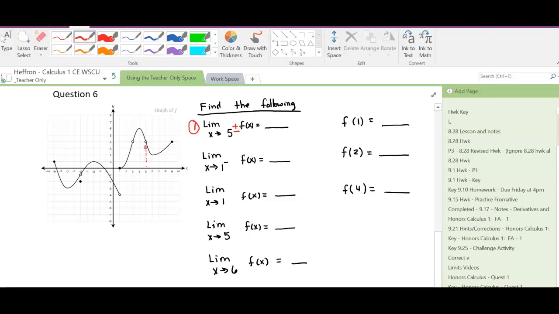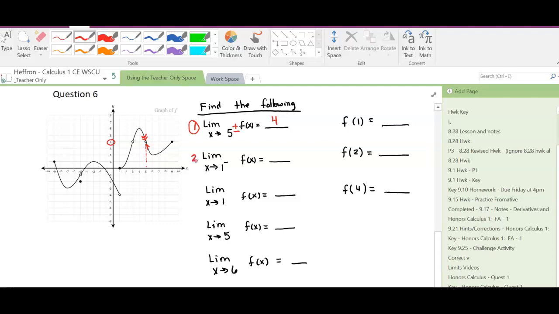So if this is 5 right here, we're coming from the right, we approach 4, and we come from the left. Closer and closer we get, we also approach 4. So since we approach a y value of 4 from both sides, that limit is 4.